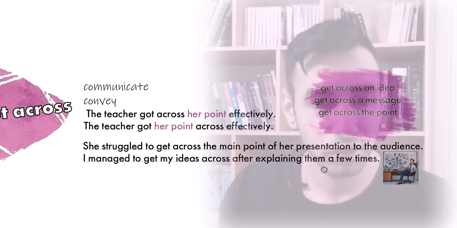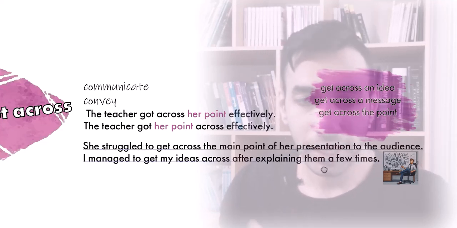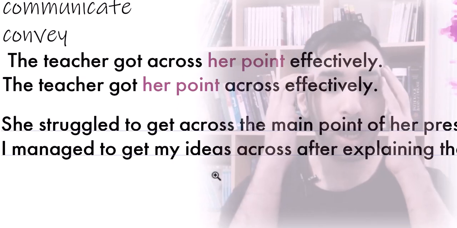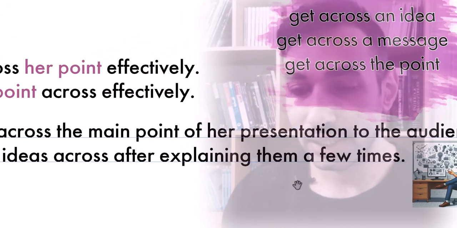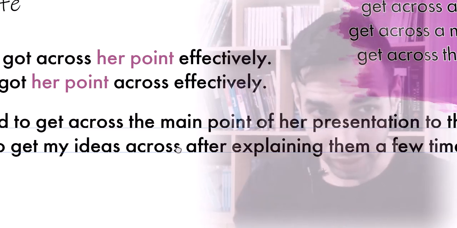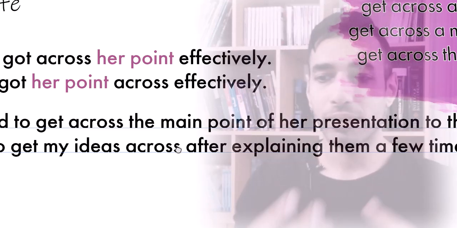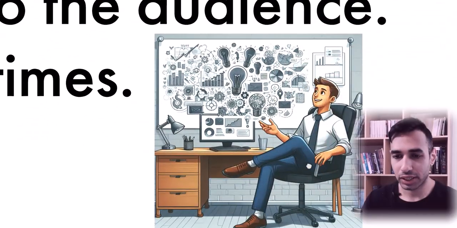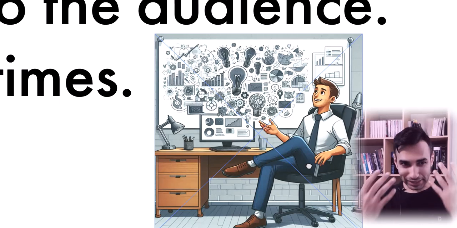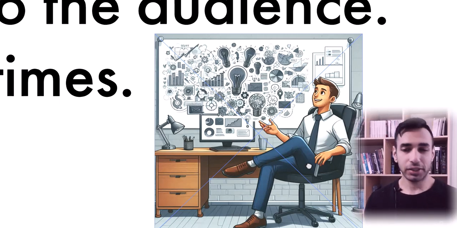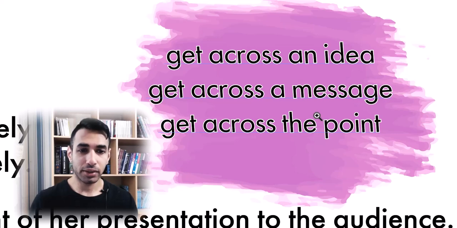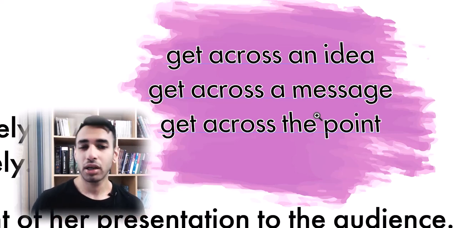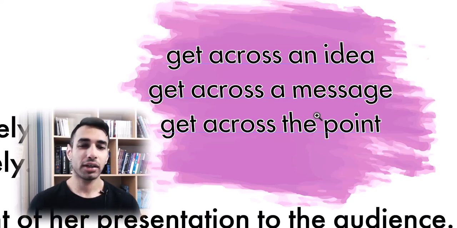This is my sentence here. She struggled to get across the main point. Next, I managed to get my ideas across, to explain my ideas, after explaining them a few times, trying over and over. You see, this is the picture of someone trying to explain his idea very clearly. He is trying to get his point across. We can say, get across an idea, get a message across, or get across the point. These are some collocations with get across that you can use.